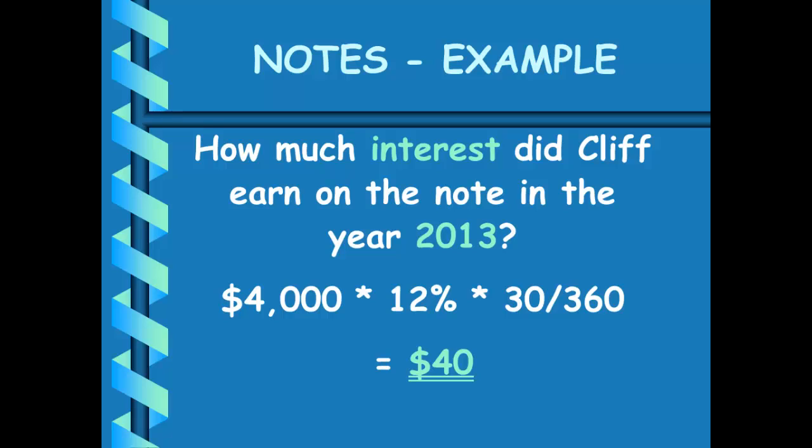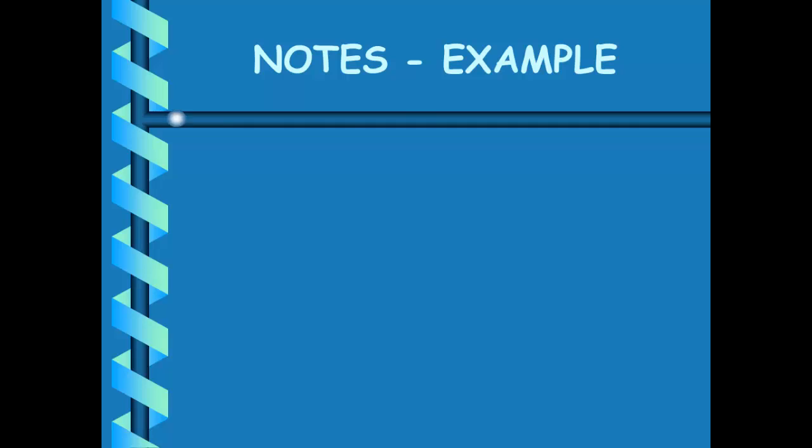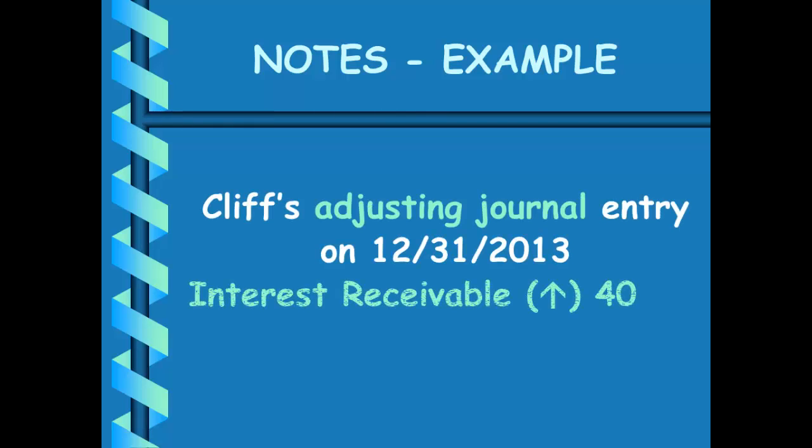$40, do we agree? 4,000 times 12% is $480 for a year. I'm going to calculate it only for 30 days out of 360. $40 worth of interest. I have earned $40 worth of interest. Have I received it yet? No. Does somebody owe it to me? Yes. What do I have more of? Interest receivable. Specifically interest receivable.